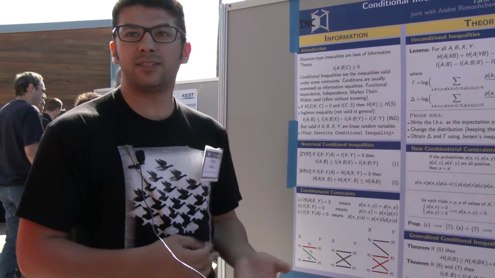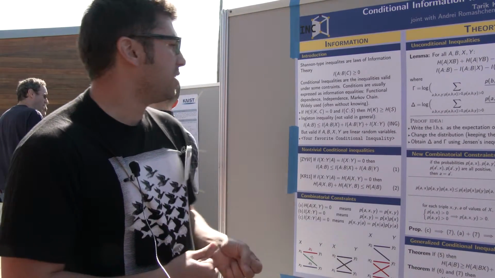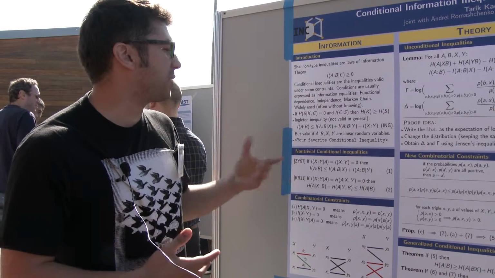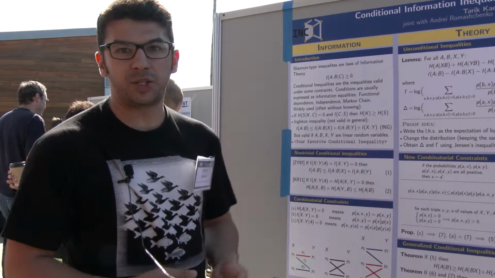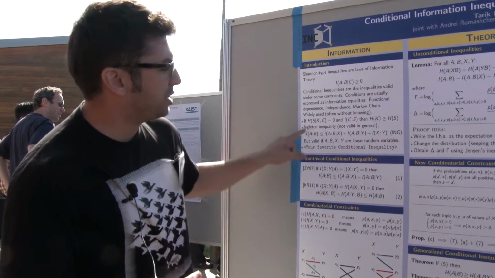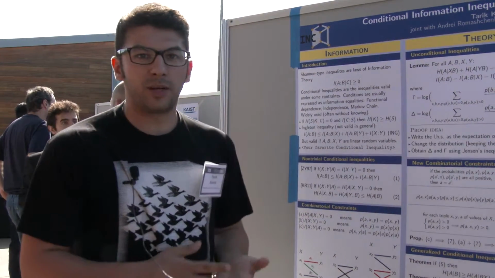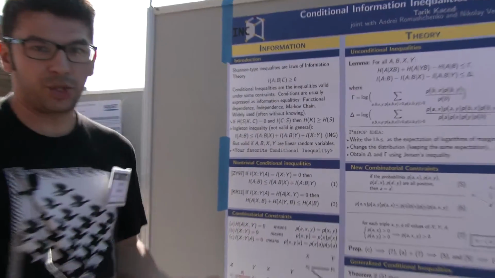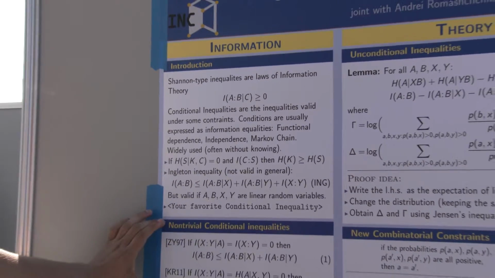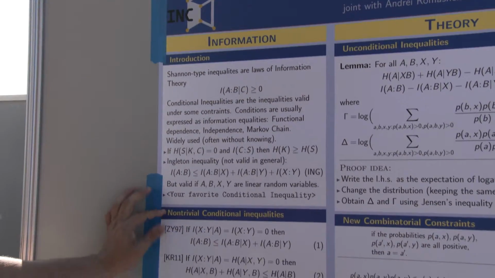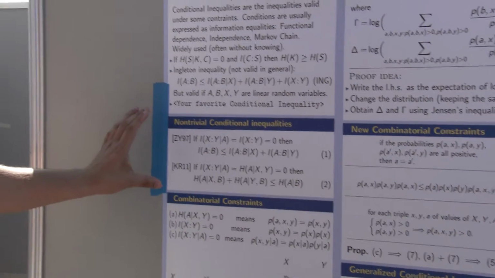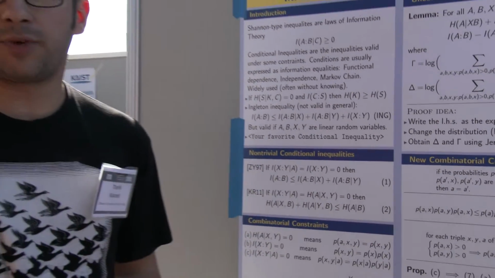I first want to say that you use conditional inequalities every day. For instance, this inequality is just Shannon's perfect secrecy theorem, and it is actually a conditional inequality. Also, when you have linear random variables, you have the Ingleton inequality, but only when your random variables are linear. So it means it's a conditional inequality too. We have some other conditional inequalities that are non-trivial in some sense. I don't want to explain the details, but so far there's no application for them.